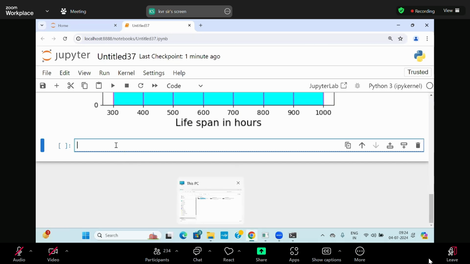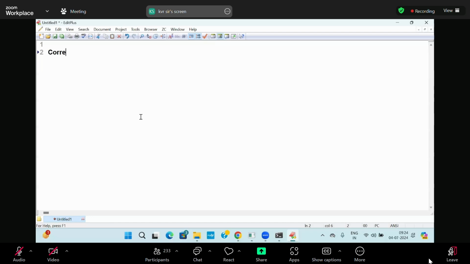Today, I want to enter into scatter plot. And before the scatter plot, we must go to the correlation. Have you heard about the correlation? Correlation coefficient. Correlation is nothing but one statistical term. It is expressing the relationship between two variables.